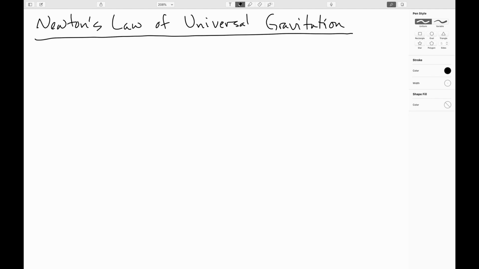In the last video, we took a look at some special considerations for objects moving in circular trajectories in a vertical plane. And we also took a look at orbital considerations as well. We're going to take a bit more of a dive into planetary orbits here. But to do that, we have to present Newton's model of gravity known as his law of universal gravitation.